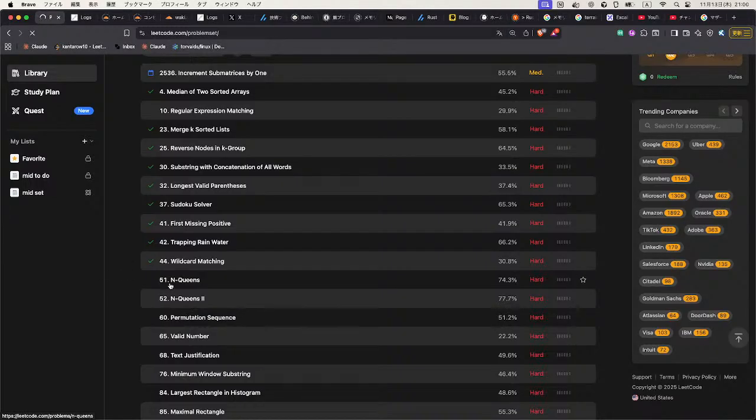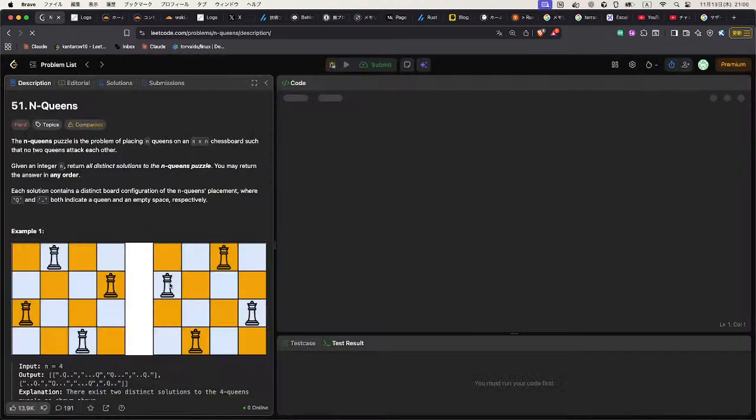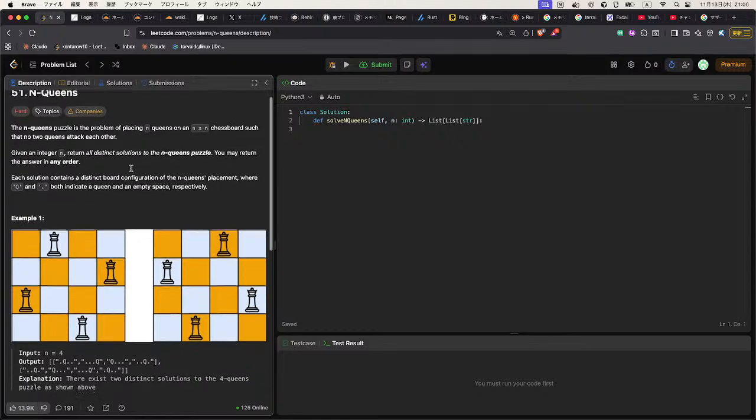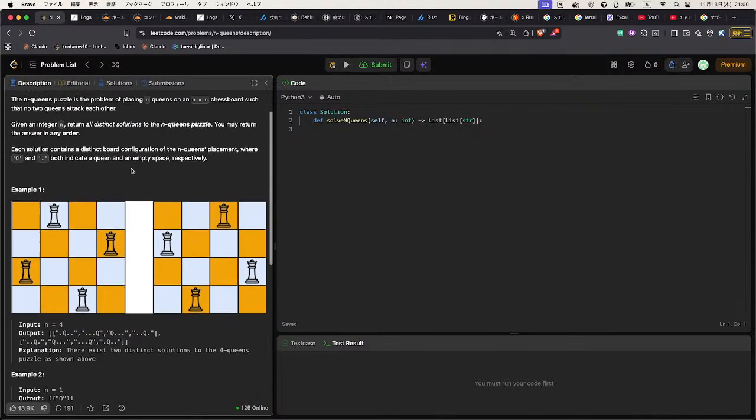Today's problem is N queens. The N queens puzzle is a problem of placing N queens on an N by N chessboard such that no two queens attack each other. Given an integer n, return all distinct solutions to the N queens puzzle. You may return the answer in any order.